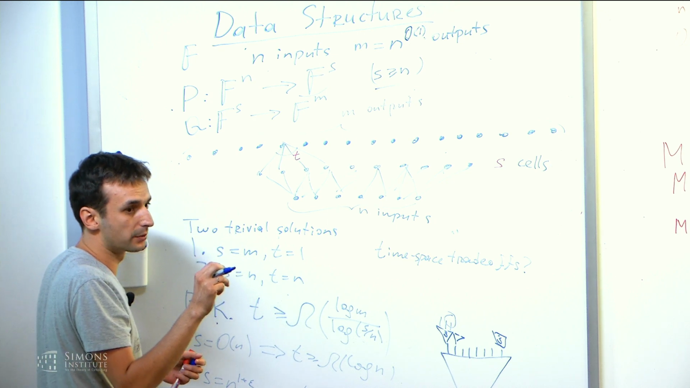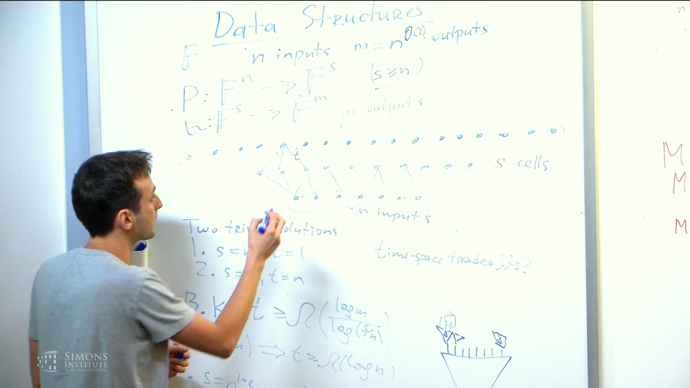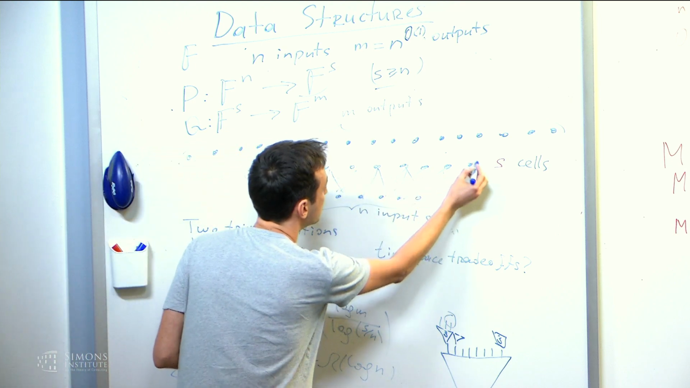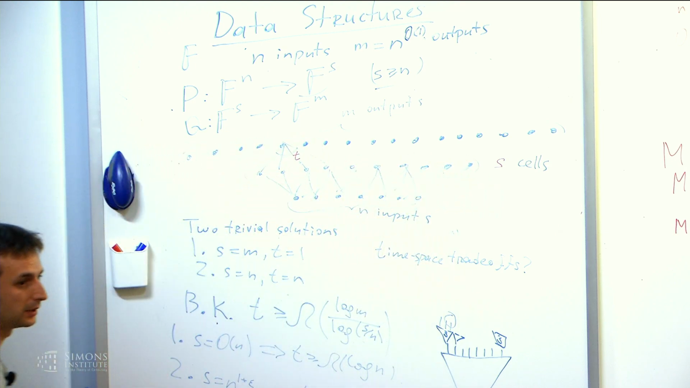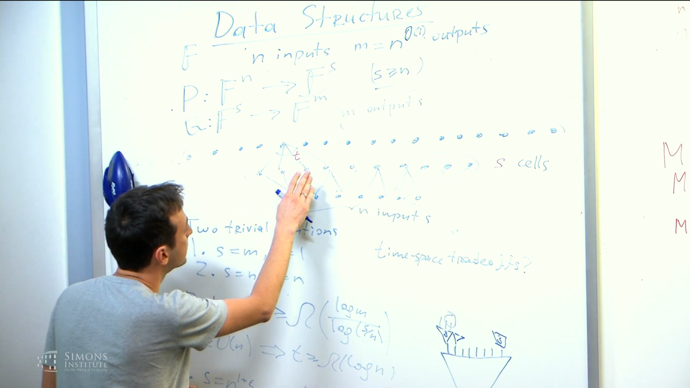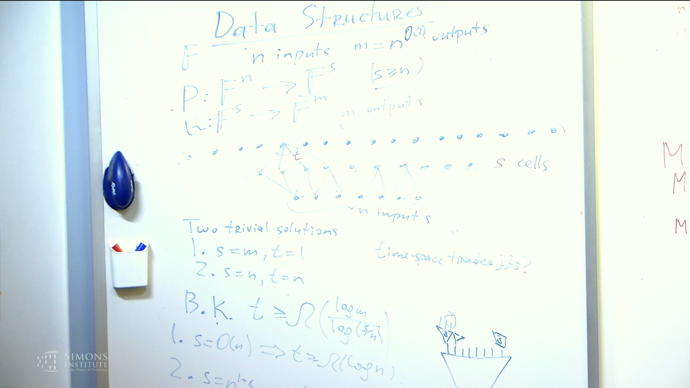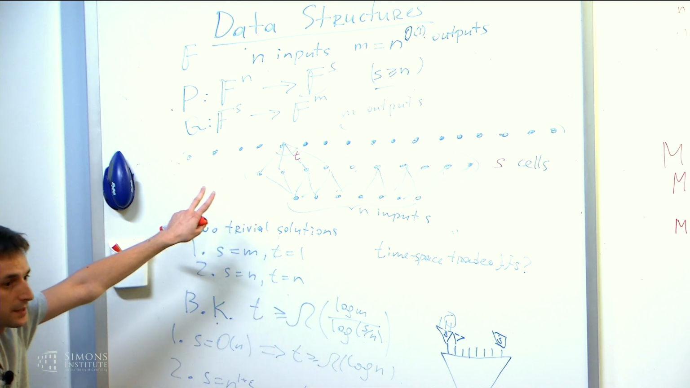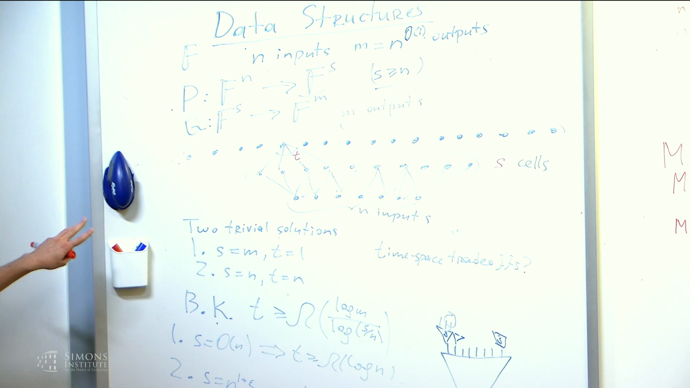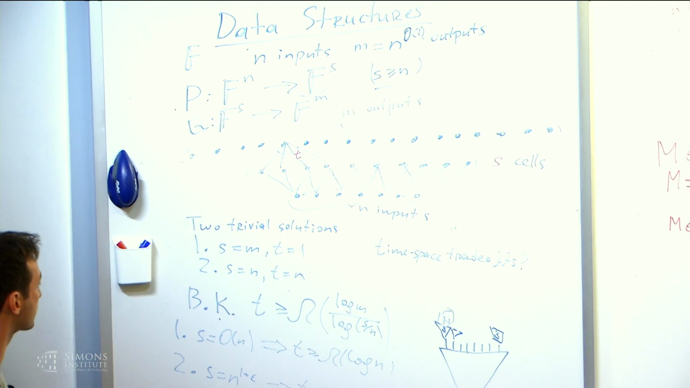There are two parameters we care about. One is space, how much space you store to answer all my queries, and we denote it by s. The other one is t, the time you spend for each output. But by time here, we only mean how many cells you read. So there are two important parameters, s for space and t for time. Does this make sense?